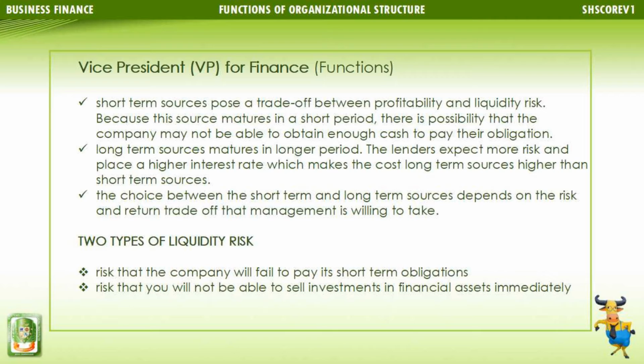Long-term sources mature in a longer period. The lenders expect more risk and place a higher interest rate, which makes the cost of long-term sources higher than short-term sources. The choice between the short-term and the long-term sources depends on the risk and return trade-off that management is willing to take. Two types of liquidity risk: risk that the company will fail to pay its short-term obligations, and risk that you will not be able to sell investments in financial assets immediately.